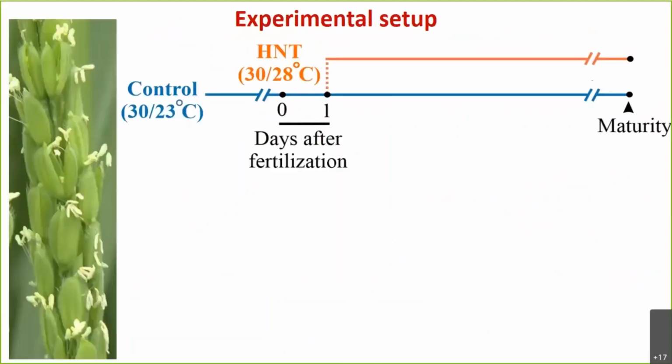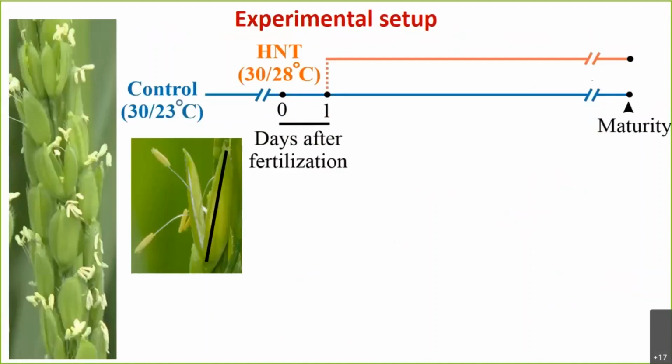So for the experimental setup, this is how we did it. We screened these diverse set of lines for HNT. They were grown in the controlled greenhouse environment until they started flowering. And once they started flowering, we marked the individual floret and we waited for about 24 hours. And then we moved half of the plants to the HNT greenhouse and half of them we kept in the control greenhouse. The temperature which we used here for our HNT treatment is 30 degrees daytime and 28 degrees nighttime, which is about 5 degrees Celsius higher than the control temperature. After we moved the plants to the stress greenhouse and the control greenhouse, they were kept there until maturity.